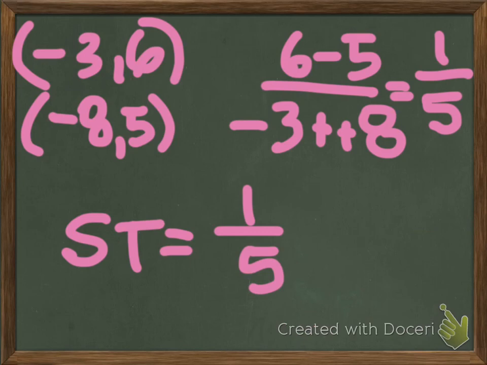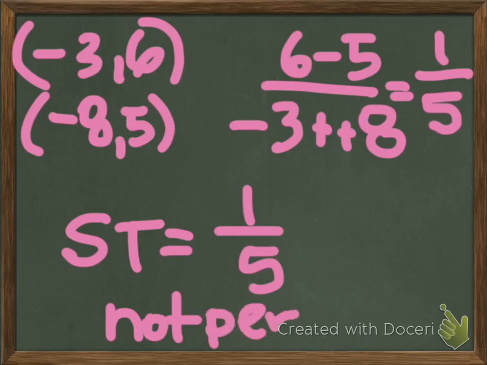So if I compare, I have 1/5 and 6/5. These are not the same, and they're not reciprocals, and they're not opposites. So we can say that they are not perpendicular because of that. And that concludes lesson 4.4.